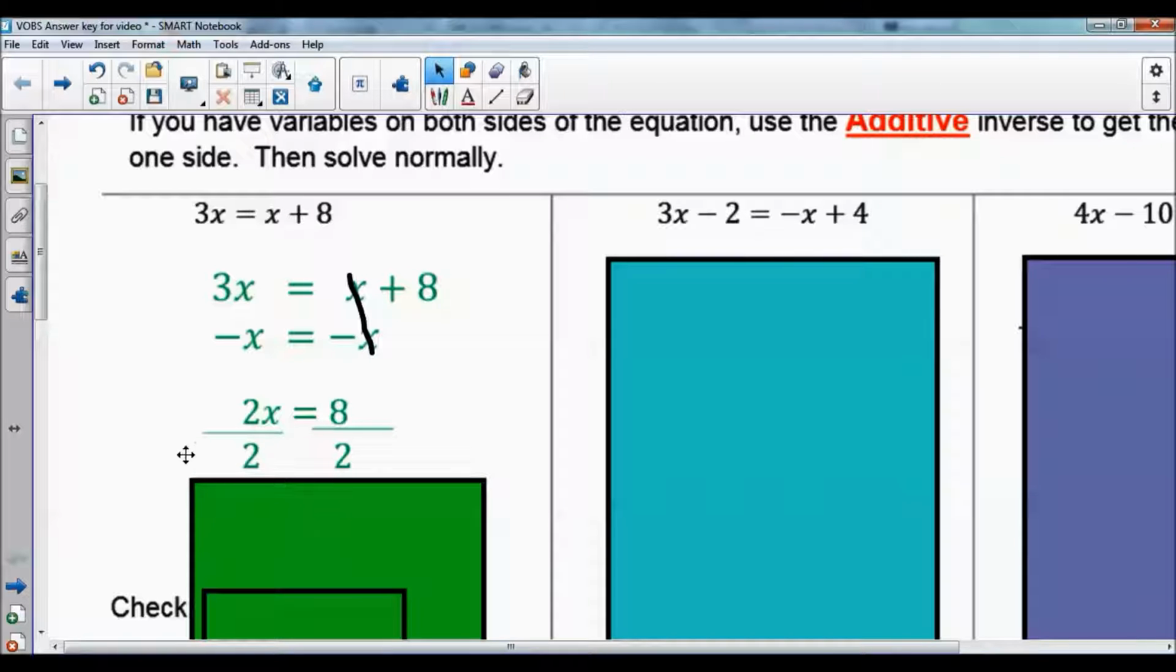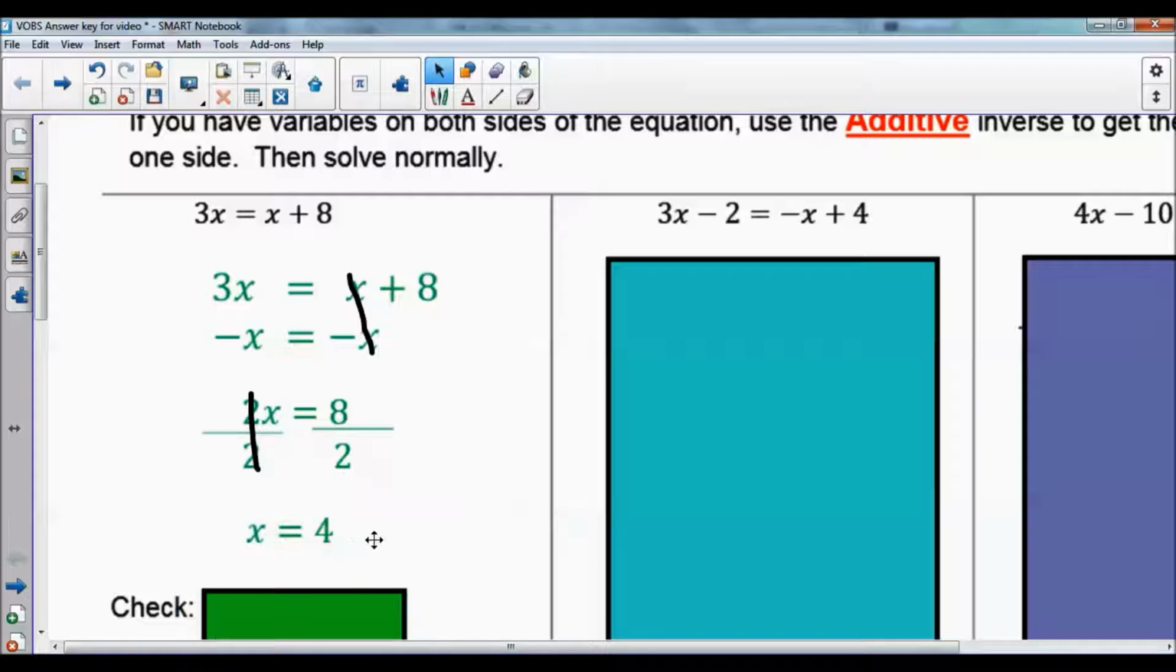To undo it, we're going to divide by 2 on both sides. You can even see my division lines there. Again, our 2's right here are going to cancel out, and I have x is equal to 4, because 8 divided by 2 is 4.